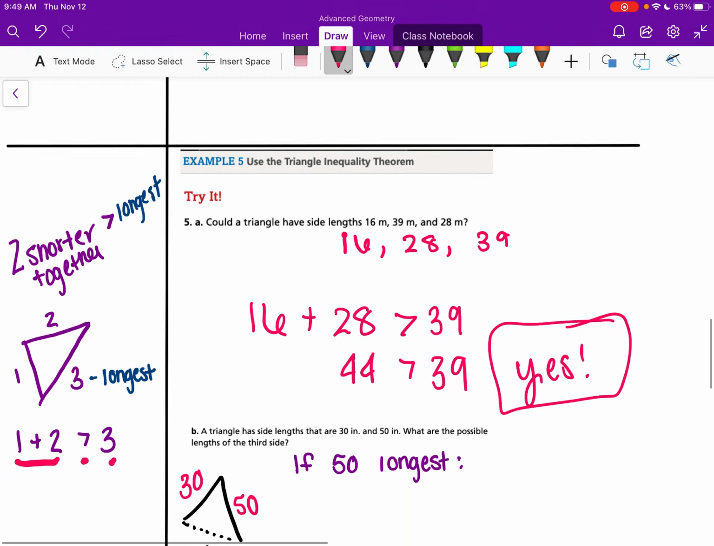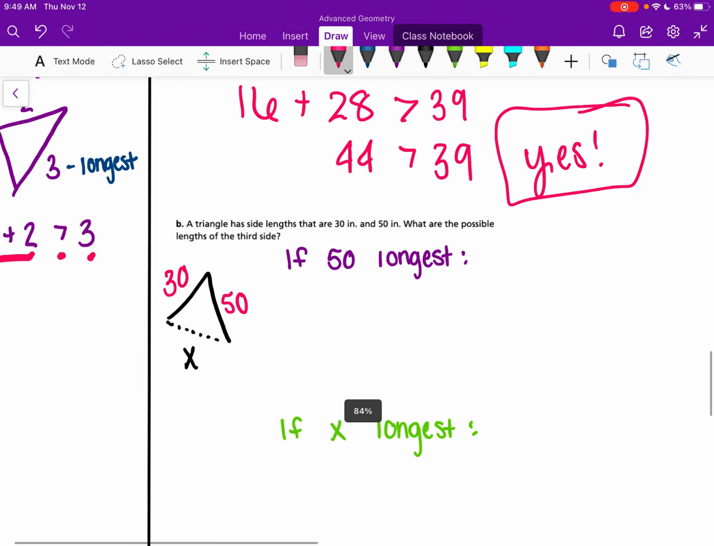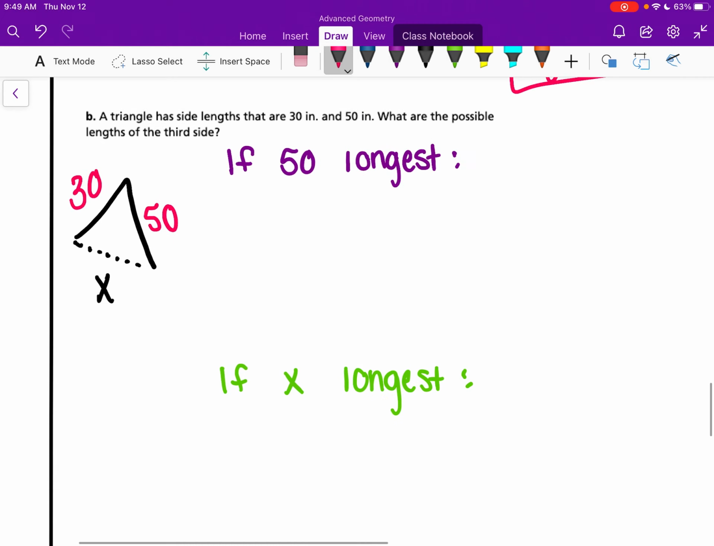Let's apply this theorem to 5b, and I'm going to scroll down and zoom in. It says a triangle has side lengths that are 30 inches and 50 inches. What are the possible lengths of the third side? So we don't know what that third side is, but using what we just learned, we can figure out the range of what it could be.